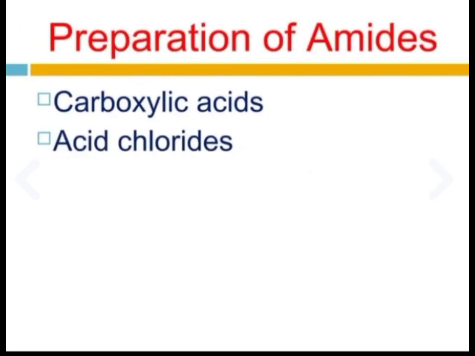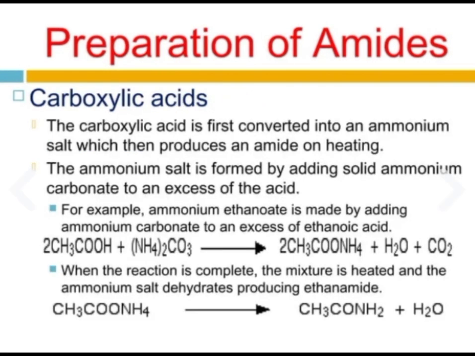Okay, let's move forward to the preparation of amides. There are two ways: first is from carboxylic acids, and second is from acid chlorides. Let's discuss the first one, carboxylic acids. The carboxylic acid is first converted into an ammonium salt, which then produces an amide on heating. The ammonium salt is formed by adding solid ammonium carbonate to an excess of the acid. For example, ammonium ethanoate is made by adding ammonium carbonate to an excess of ethanoic acid.